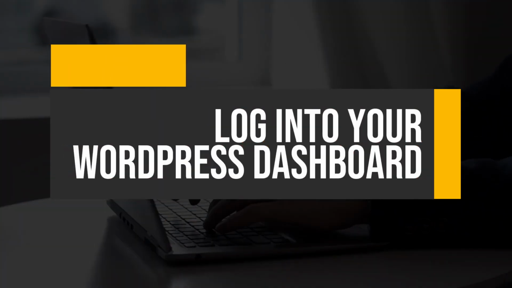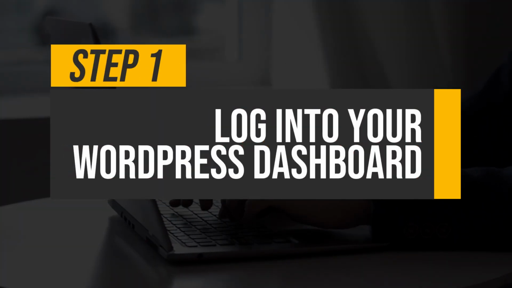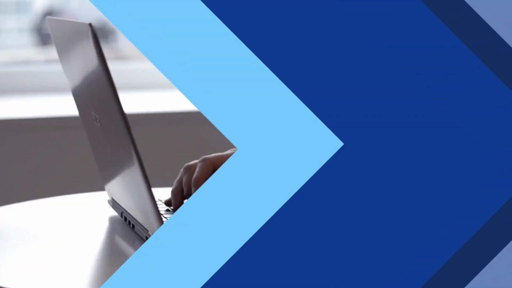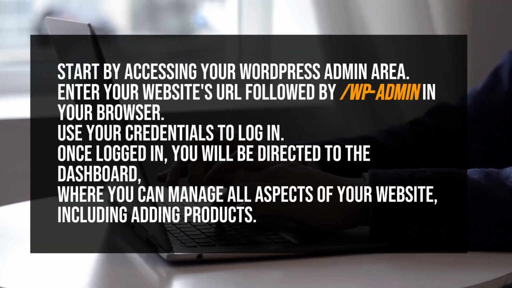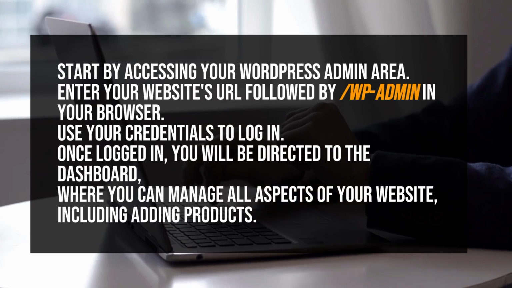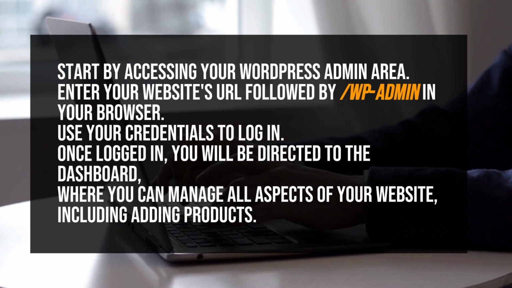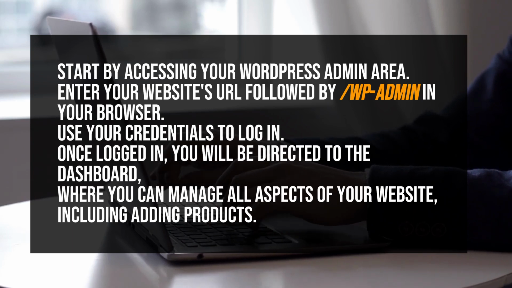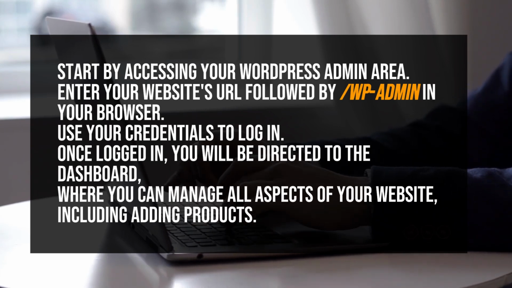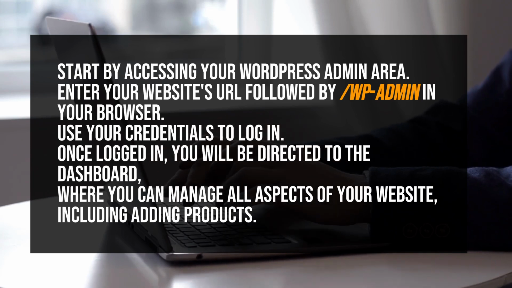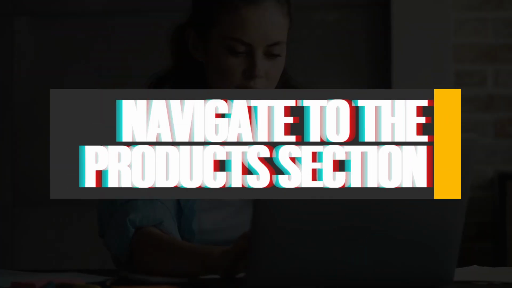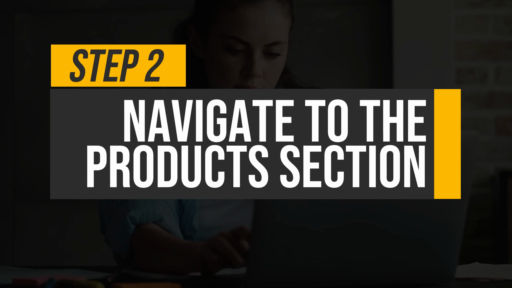Step number 1. Log into your WordPress dashboard. Start by accessing your WordPress admin area. Enter your website's URL followed by /wp-admin in your browser. Use your credentials to log in. Once logged in, you will be directed to the dashboard where you can manage all aspects of your website, including adding products.